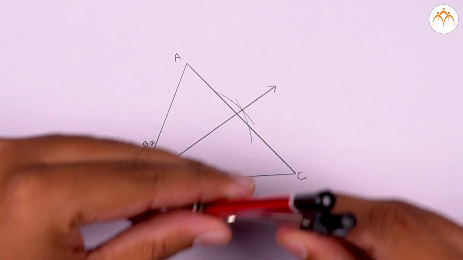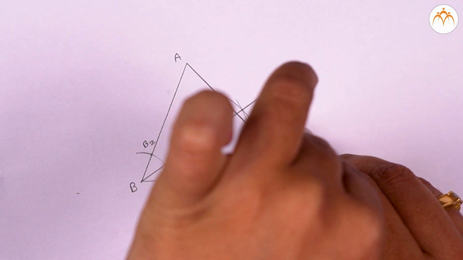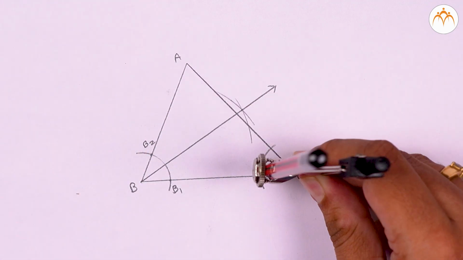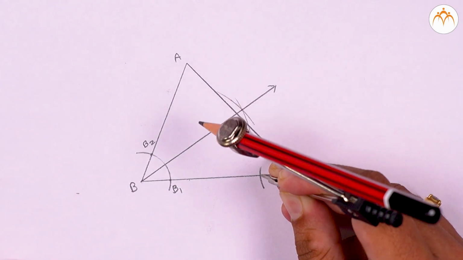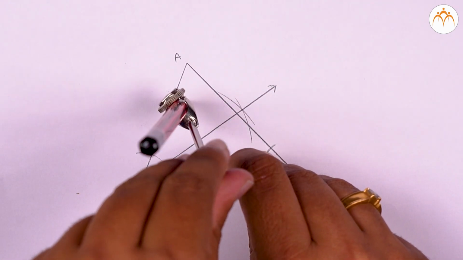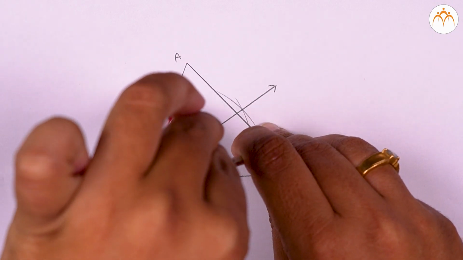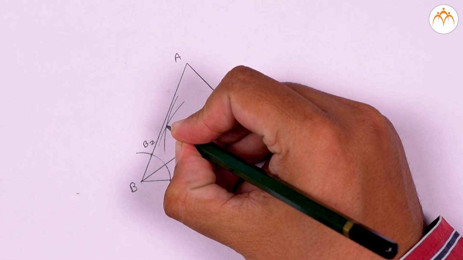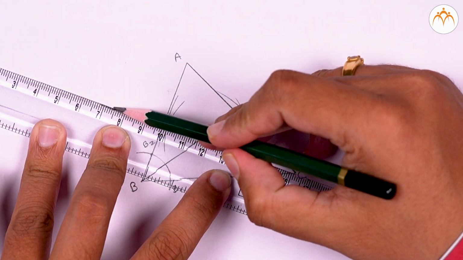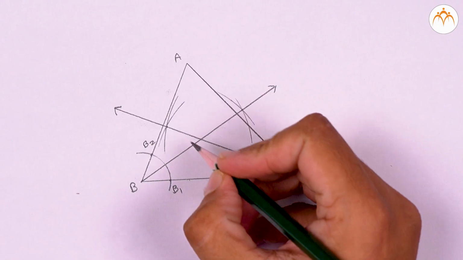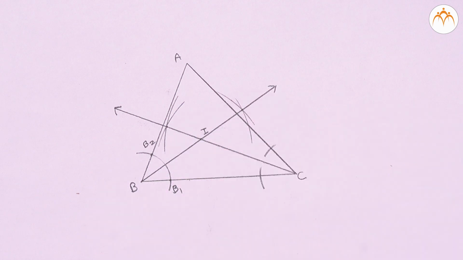To draw the incircle, angle bisectors of any two angles would be enough. Similarly, let's draw the angle bisector of angle ACB. To construct incircle, it is sufficient to draw angle bisectors of any two angles of the triangle. The two angle bisectors intersect at a point which is labeled I.